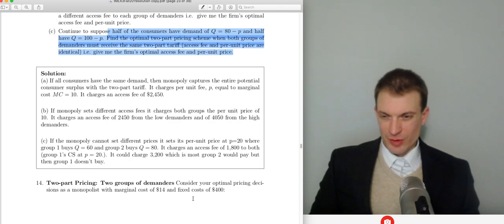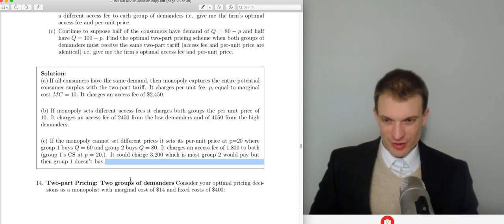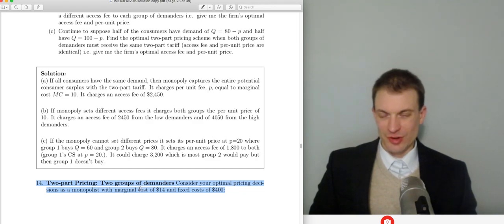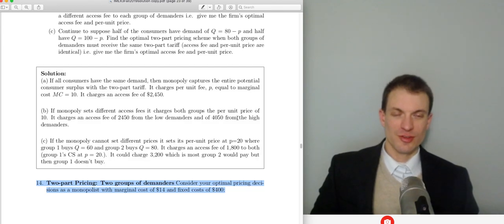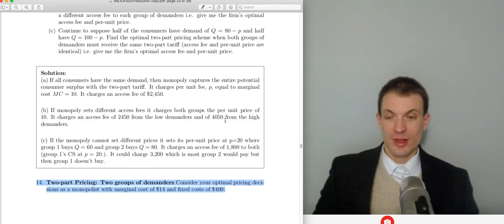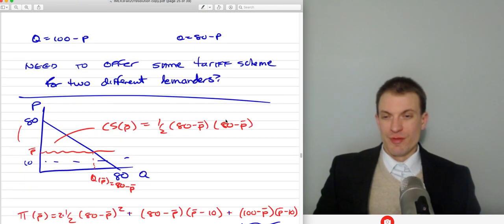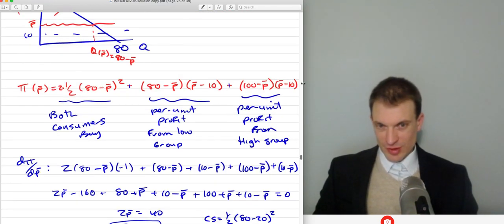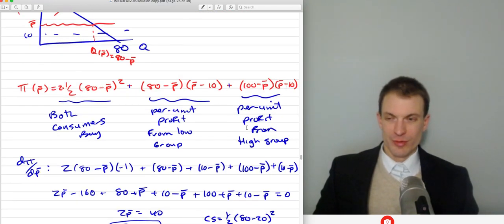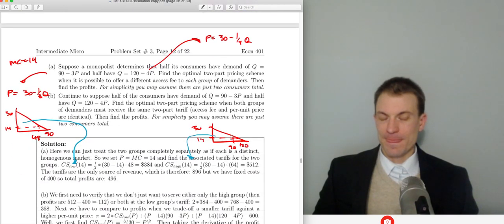All right, so we have 2 groups of demanders. Now I'm going to do number 14. Consider your optimal pricing decision as a monopolist with marginal cost of 14 and fixed cost of 400. That changes things a little bit because the one before didn't have fixed cost. From the standpoint of the derivative, if we had fixed cost, we just append that at the end here. That'd go away when we take the derivative with respect to price.